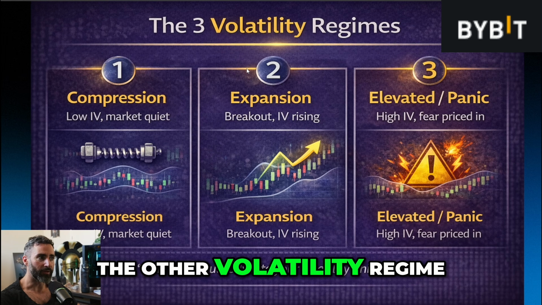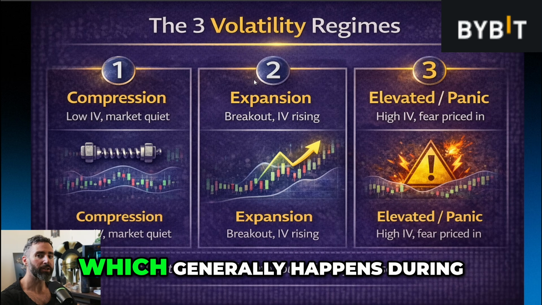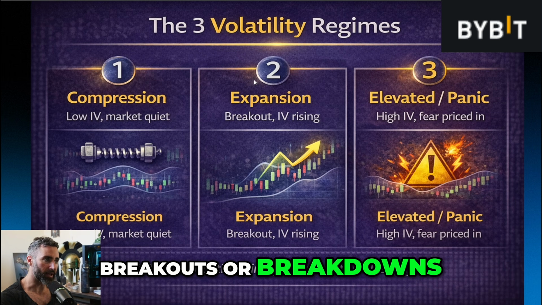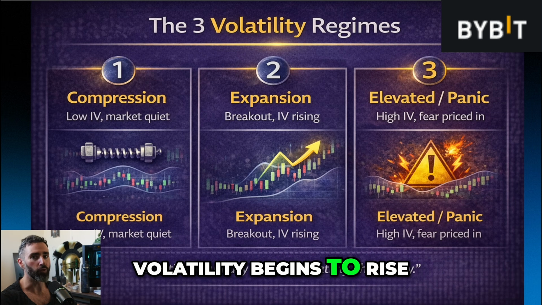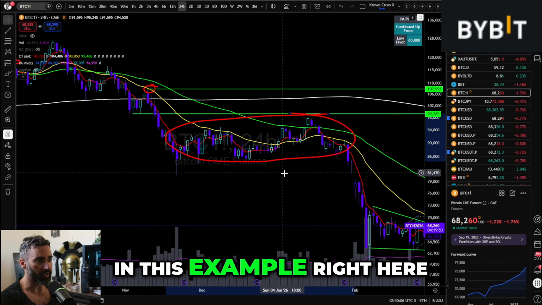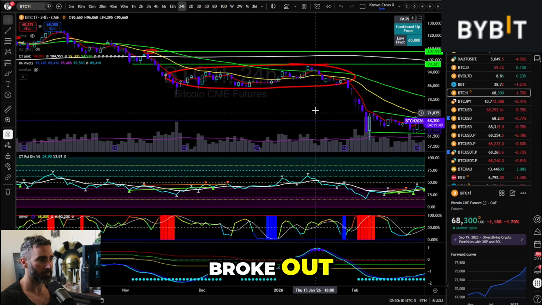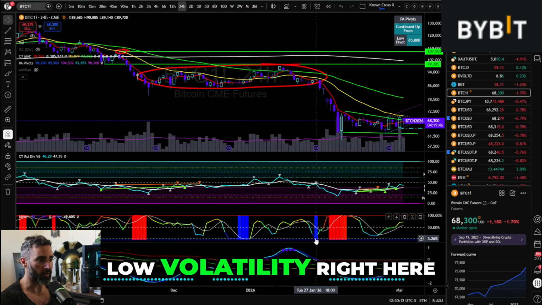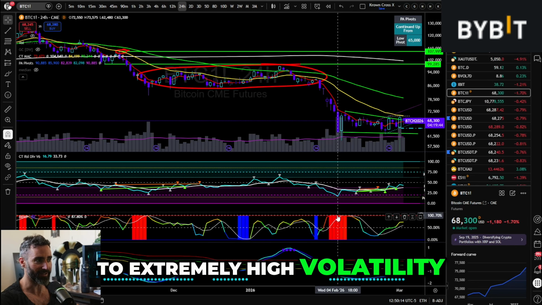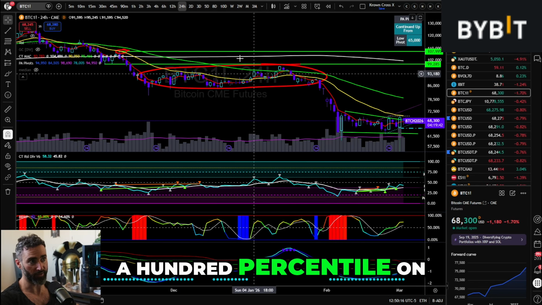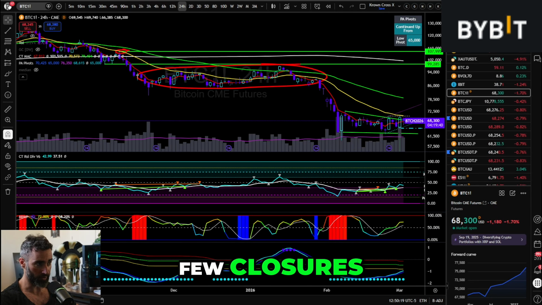The other volatility regime is expansion, which generally happens during breakouts or breakdowns. And that is when volatility begins to rise. So you can see in this example right here, volatility was generally low during this period. And once it actually broke out, what do you know? It went from extremely low volatility right here to extremely high volatility just a few days later. In fact, 100 percentile on the dot for a few closes.